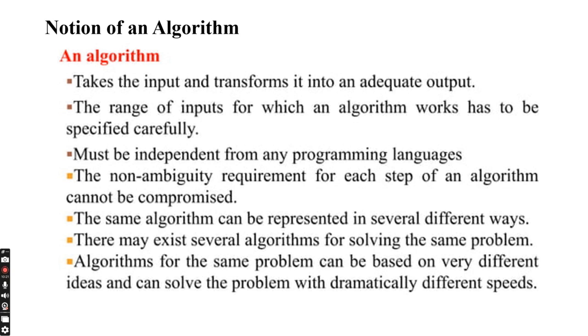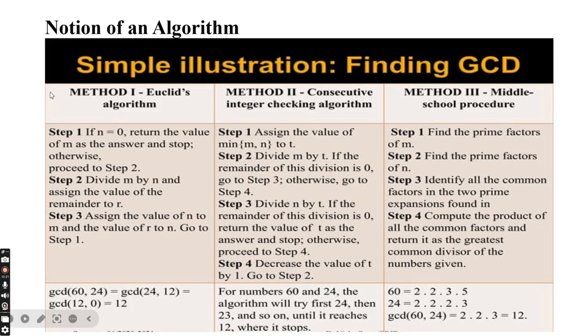And the various characteristics of an algorithm. The algorithm transforms the input into adequate output, the range of input should be specified carefully, it must be independent of any programming language, and it should be non-ambiguous. The same algorithm can be represented in different ways, and several algorithms may exist for a single problem. So these are the various characteristics. Likewise, we have written one simple illustration to find the GCD of a number with three different algorithms. Three different algorithms have three different time complexities, so we can choose which one is best based on the time complexity.